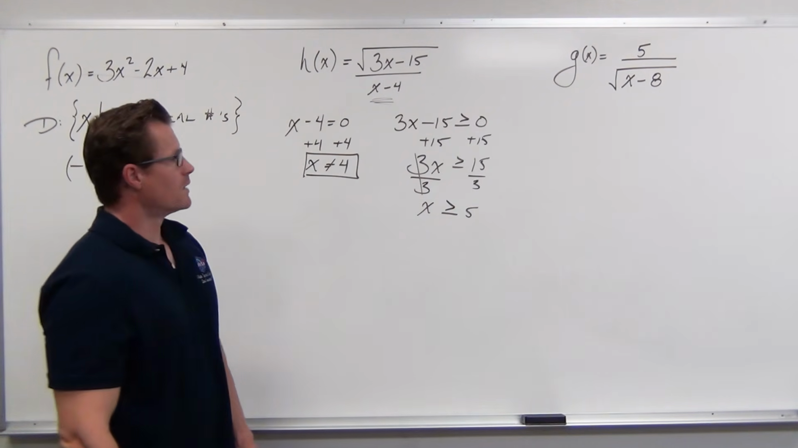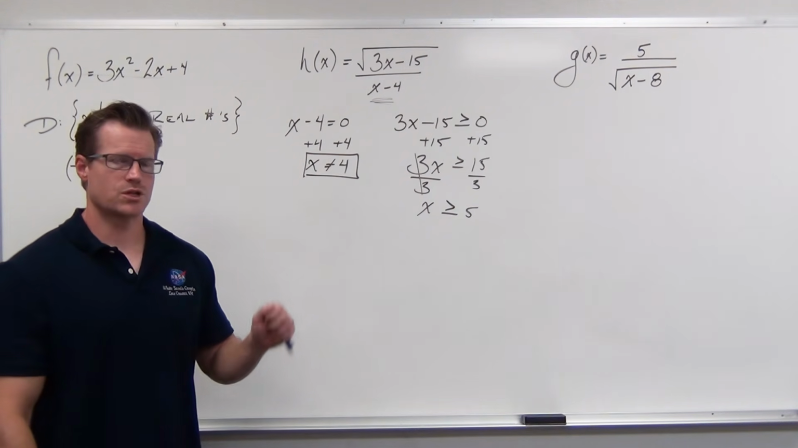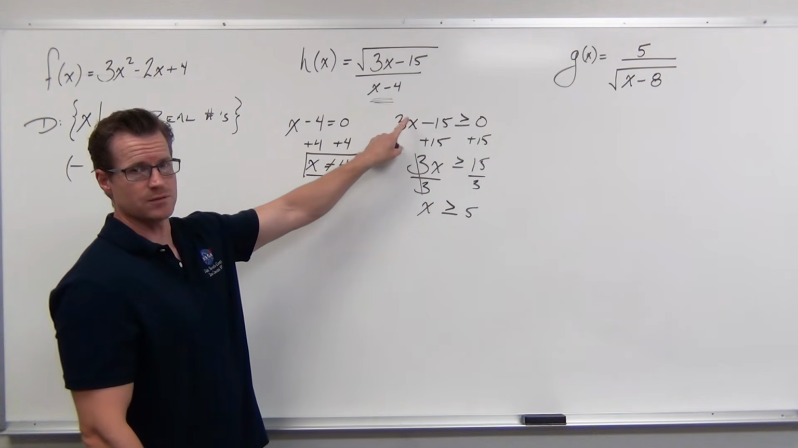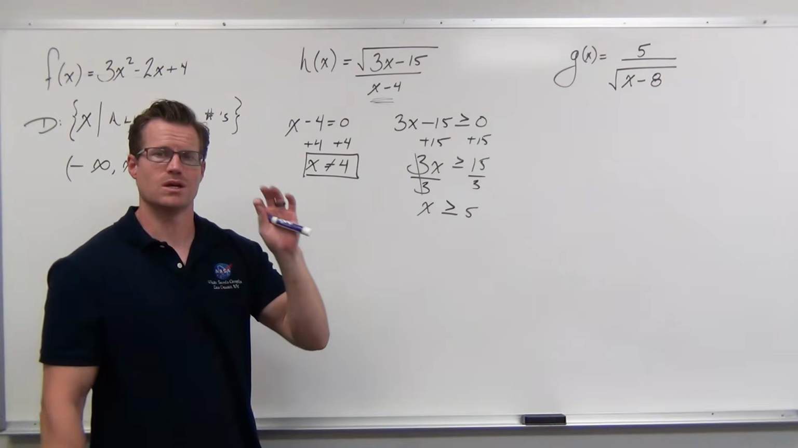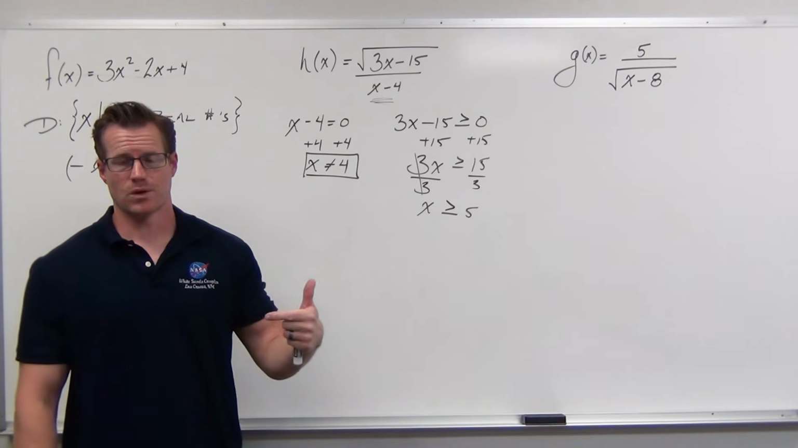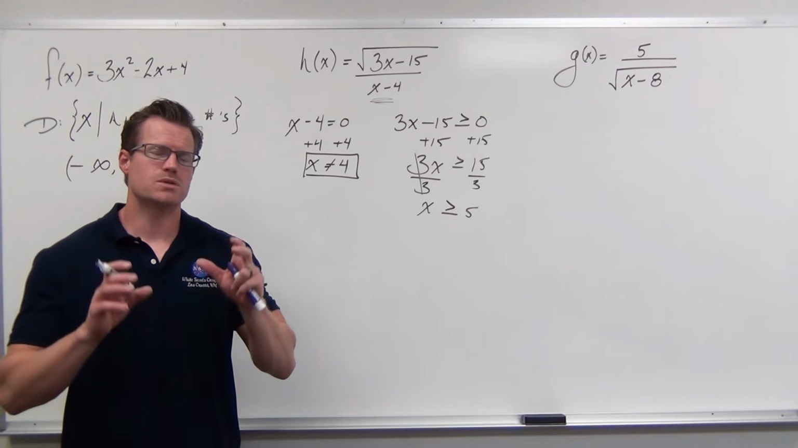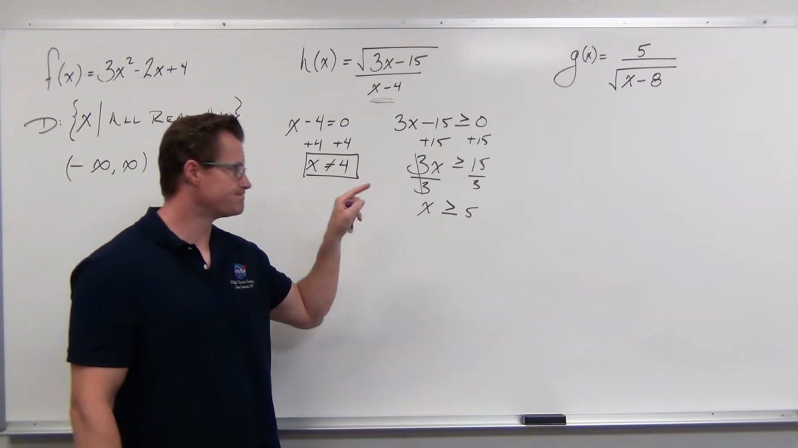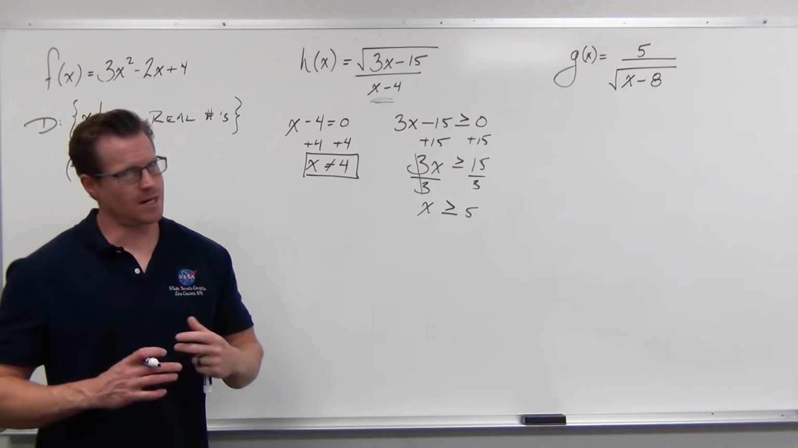This says that as long as you have numbers greater than or equal to 5, you're going to keep the inside positive. As long as you keep the inside positive, you're going to get real numbers out of that square root, and that's what we need. Do you see the difference between how we treat denominators and how we treat square roots? You've got to see the difference.